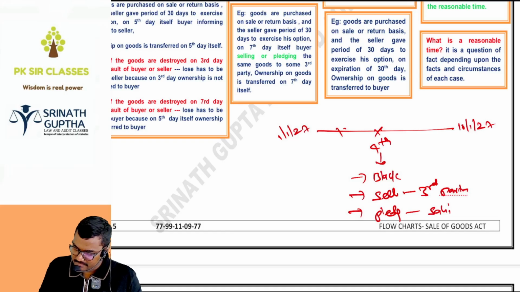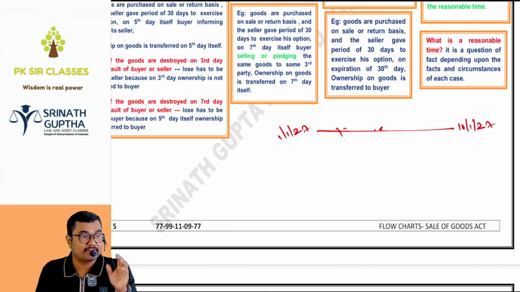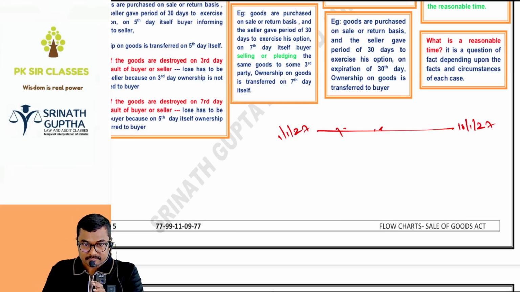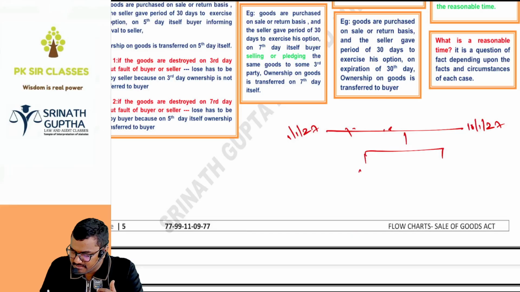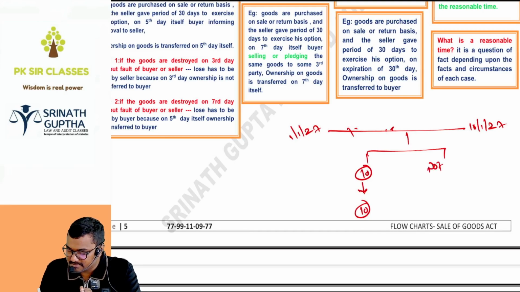Otherwise, next example. Rajni said, Srinath sir, I will use the bike for some days. If I like the bike, I will keep it. Otherwise, I will return it. Some days means it must be a reasonable time. If time is specified, 10 days, ownership will be transferred on expiry of the 10th day. If time is not specified, ownership will be transferred after expiry of a reasonable time.